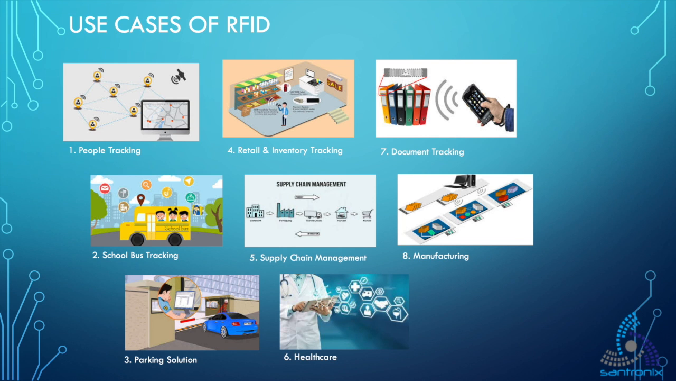Then in healthcare, identifying the patient's location, the instruments' location, the location of the stretchers, the location of the wheelchairs, this can be easily achieved in medical centers. So healthcare is also one of the best domains for RFIDs nowadays.